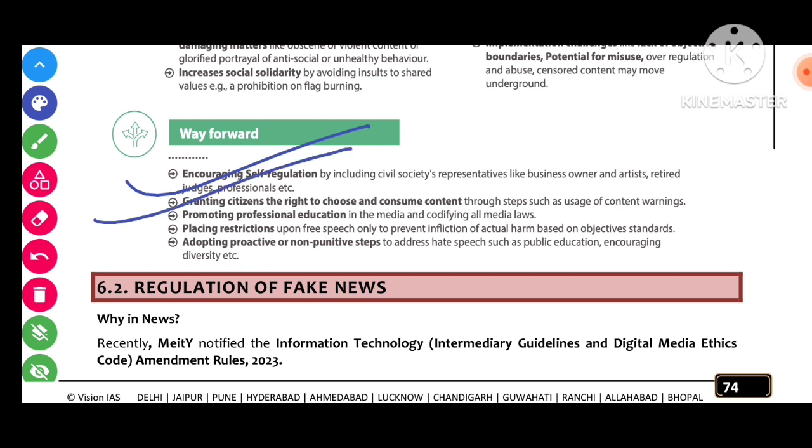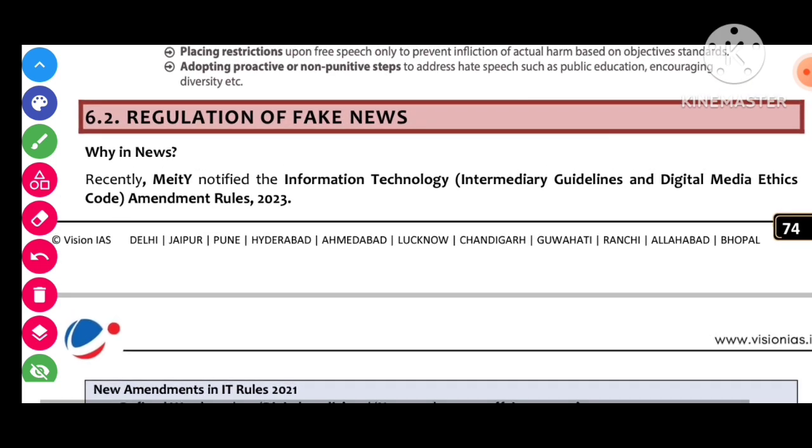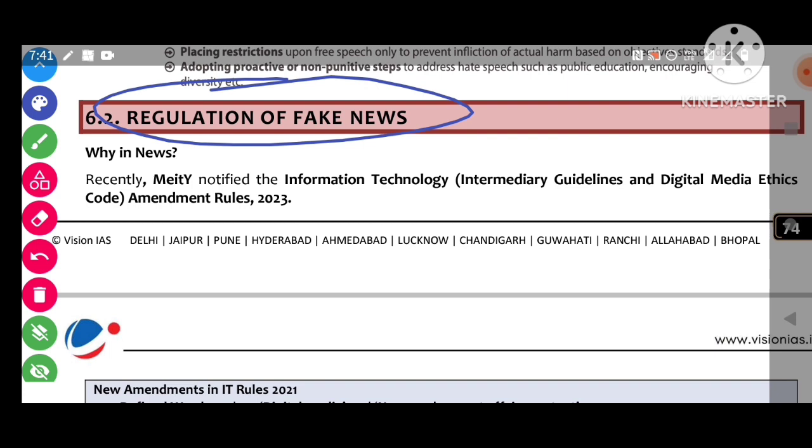And the way forward, such as encouraging self-regulation, granting citizens the right to choose and consume content, promoting professional education, placing restrictions, adopting proactive or non-punitive steps. And next is the regulation of fake news.